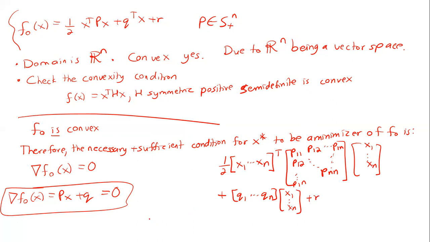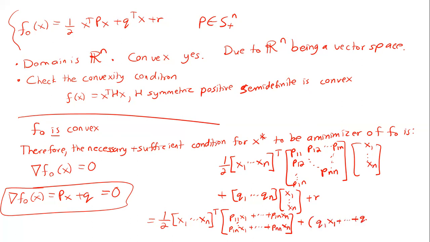And so at this point, you can start making the multiplication. This will be 1/2 times x1 to xn transpose, and then you will start to get these two multiplying each other. So you can have p11 x1 plus ... plus p1n xn, and you can have p1n x1 plus ... plus pnn xn, plus, and then if I actually do this dot product right here, or this inner product, q1 x1 plus ... plus qn xn plus r.